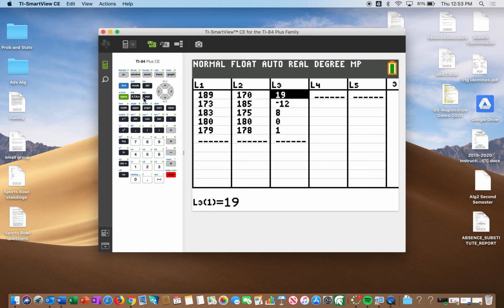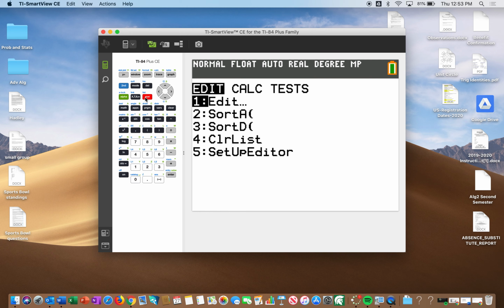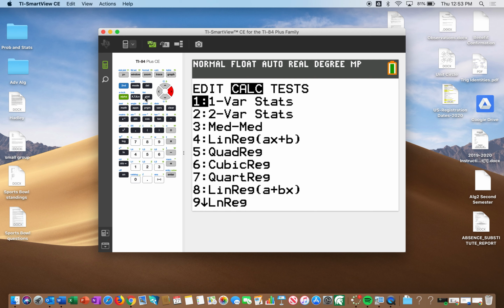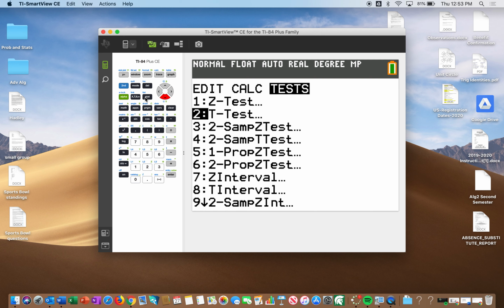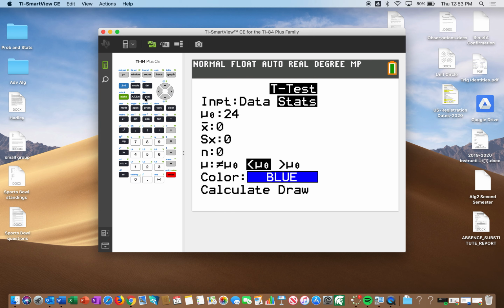So now I'm going to go to Stat. Now because we're doing the mean of the differences, or mu, I'm going to go to Test. And I'm doing t-test again. I know it's paired, but we're going to do one t-test, because all we're testing is the differences, not both sets. We're not doing a two sample test. We're doing just a test of the differences. So hit number 2, and it's going to come up. We're going to do Data because we actually typed the data in.